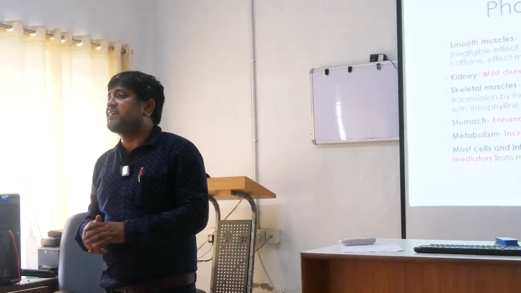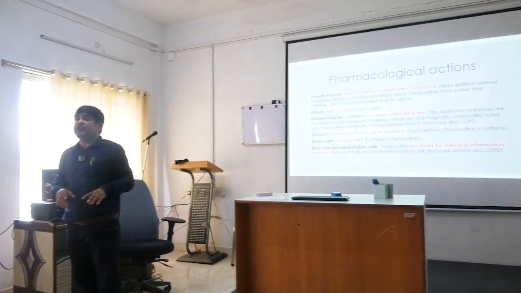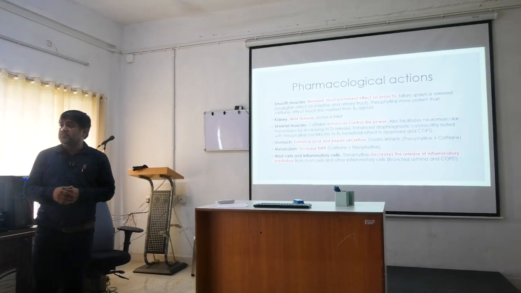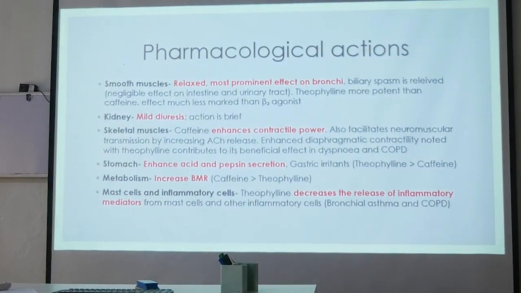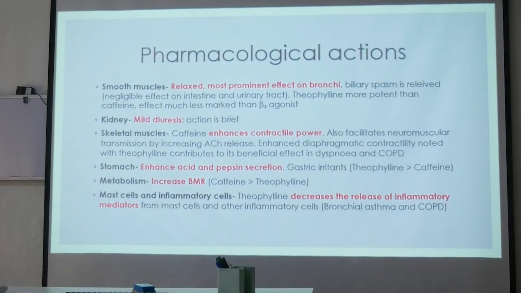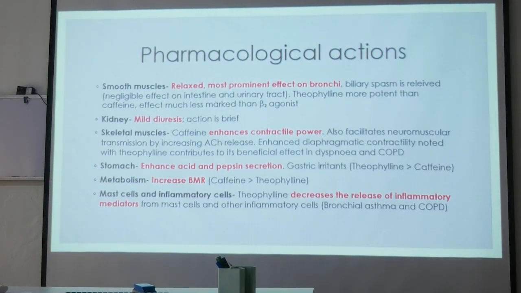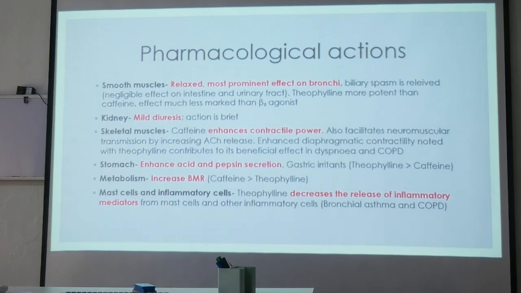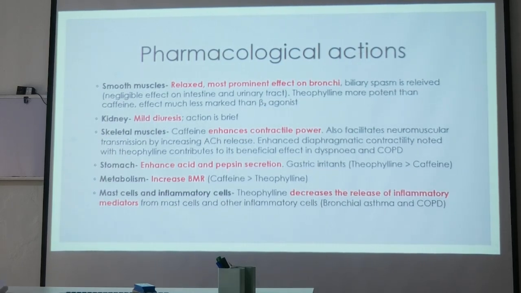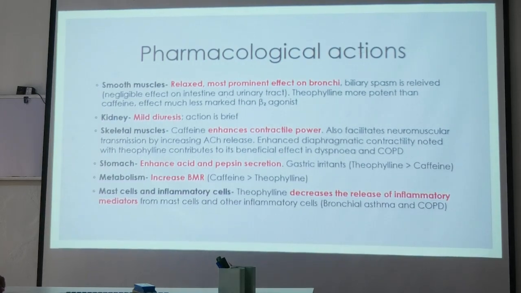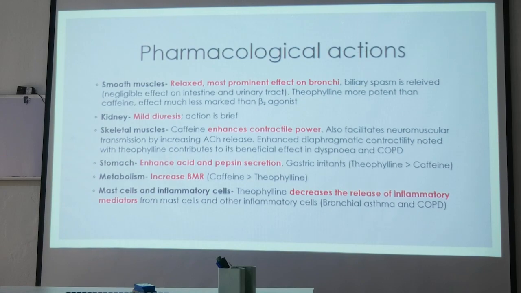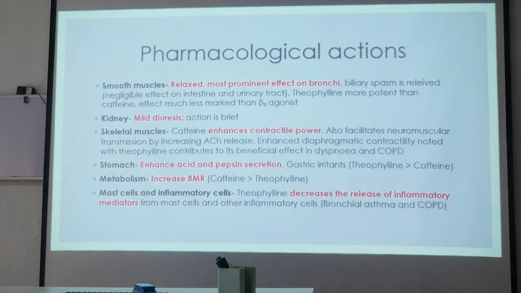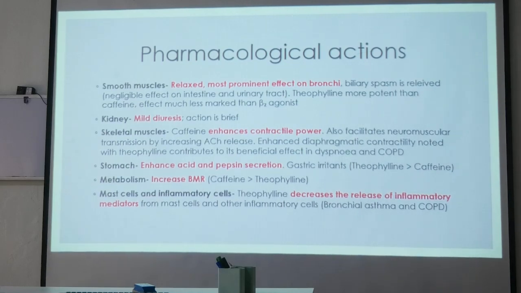Smooth muscle: it causes relaxation, which is more pronounced in the bronchial smooth muscles, particularly with theophylline. Biliary spasm is relieved, and it has negligible effect on the genital tract, urinary tract and intestine. But the bronchodilation caused by theophylline and methylxanthines is less compared to beta-2 agonist therapy. Kidney: it may cause mild diuresis. Skeletal muscle: they increase the contractile power. Theophylline increases diaphragmatic contractility, and thus is helpful in the treatment of dyspnea and COPD.